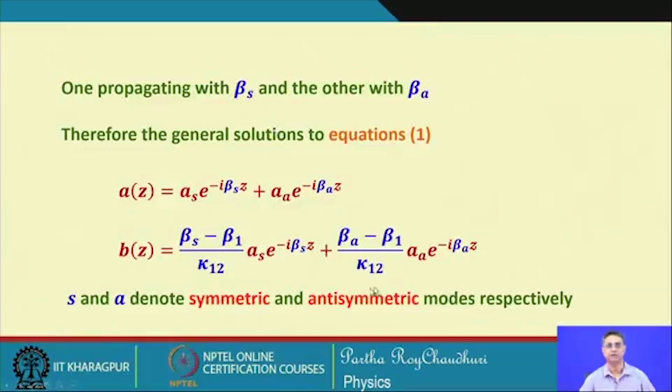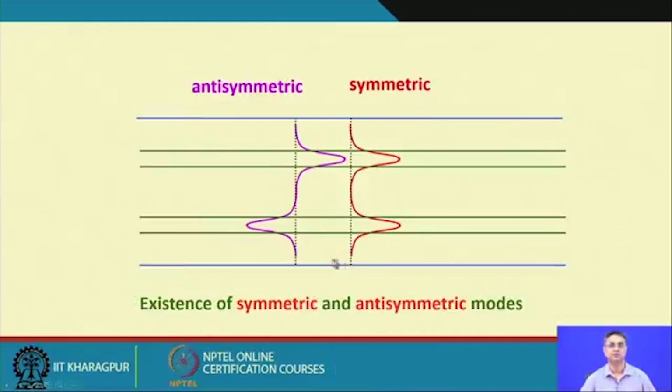So, we can represent this in this equation. This S and A, as I have mentioned earlier, represent symmetric and antisymmetric modes of the total system of the composite waveguides. So, this beta S, that is the symmetric wave, will have a field profile like this. This is the even mode, and this will be antisymmetric, which we call the odd mode. So, these are the total system.